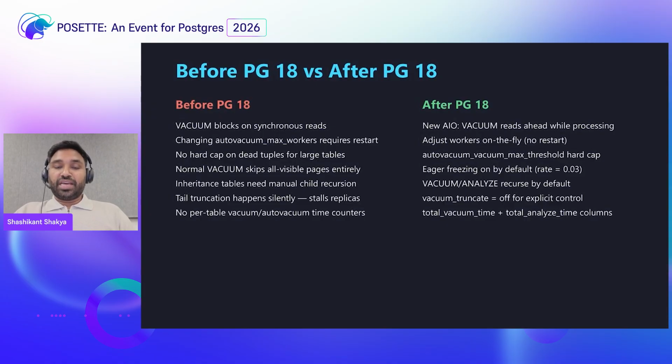Vacuum and analyze on inheritance-based partitioned tables can now include the partitions by default. And you have a global setting for controlling the truncation, the tail shrinking activity, in vacuuming. And you also have counters for vacuum and analyze in pg_stat_all_tables. Let's start with each one of these features in more detail in upcoming slides.